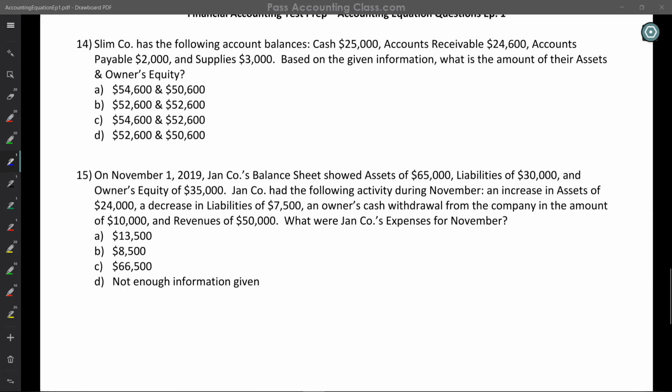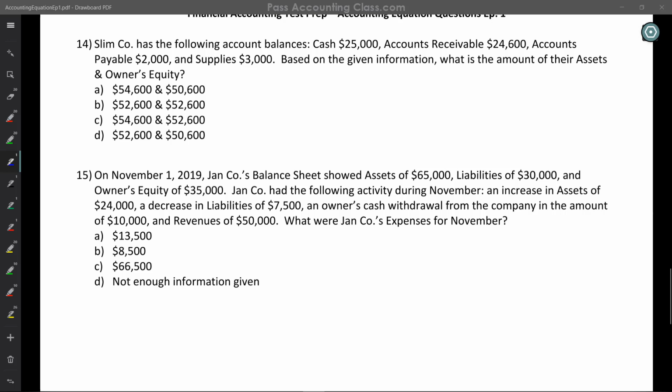Question 14 says, Smithco has the following account balances. Cash, $25,000. Accounts receivable, $24,600. Accounts payable, $2,000. And supplies, $3,000. Based on the given information, what is the amount of their assets and owner's equity? $54,600 and $50,600, $52,600 and $52,600, $54,600 and $52,600, or $52,600 and $50,600.